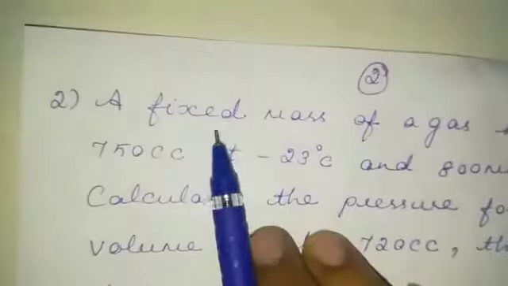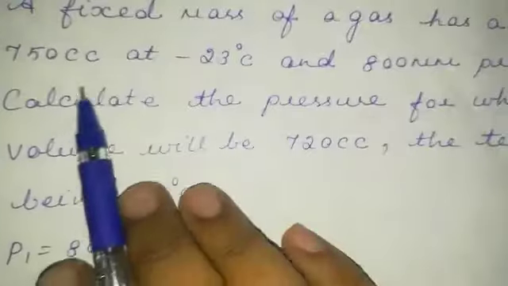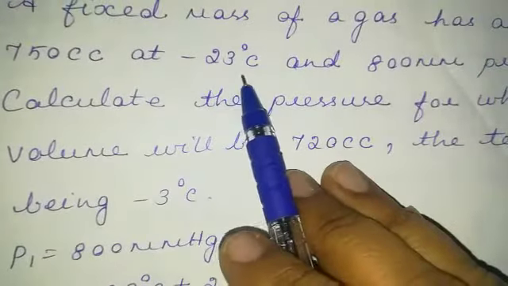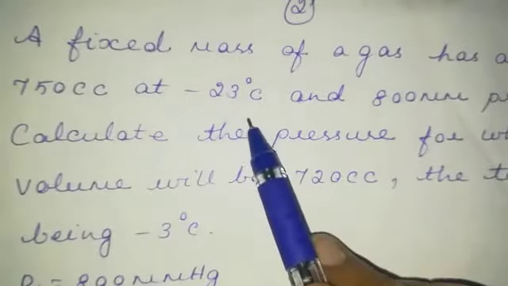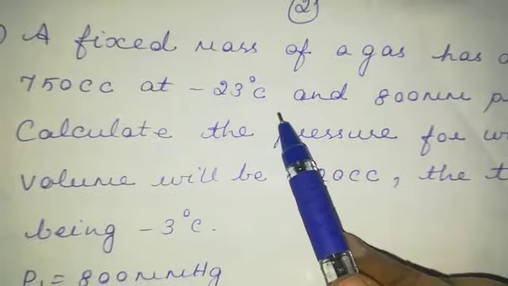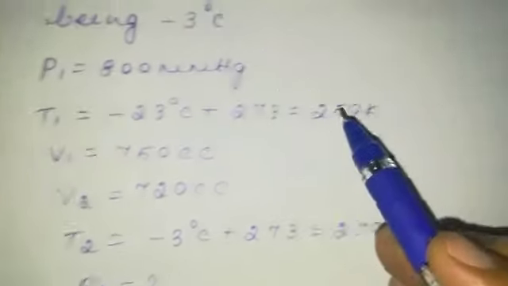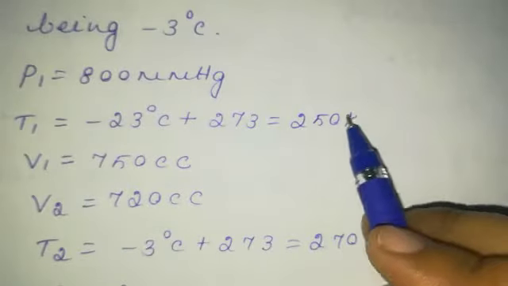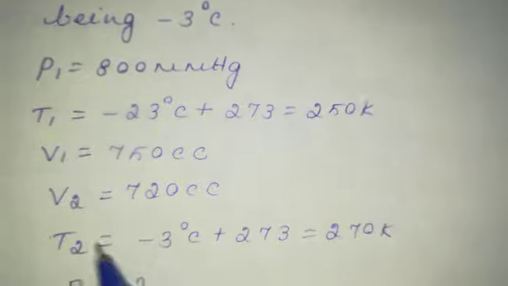See here, a fixed mass of gas has a volume of 750 cc at minus 23 degrees Celsius. So 750 cc means your V1 value is 750 cc, and the T1 value which they have given here is minus 23 degrees Celsius. So minus 23 plus 273, when you add it, you get 250 Kelvin here.